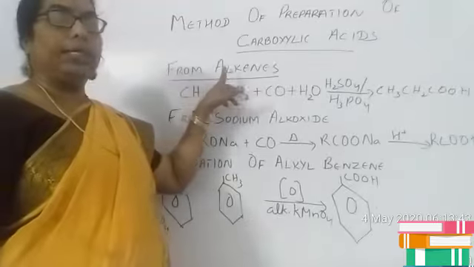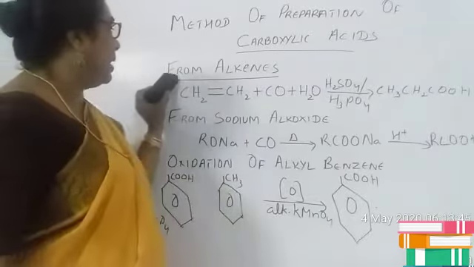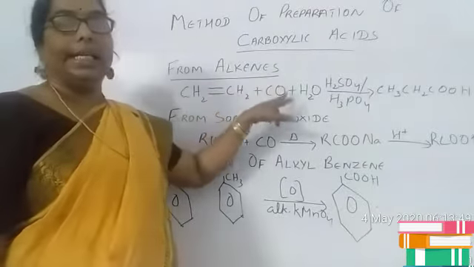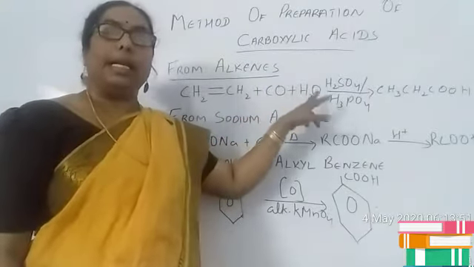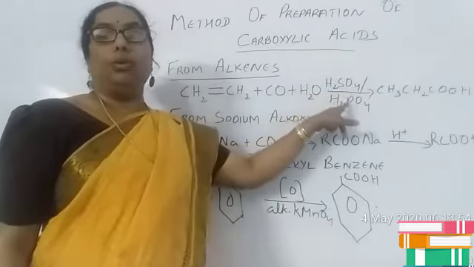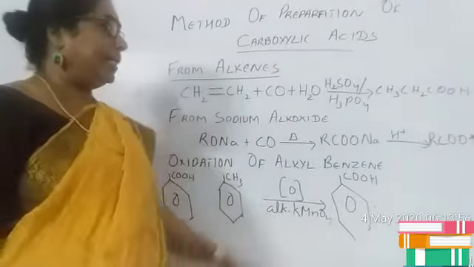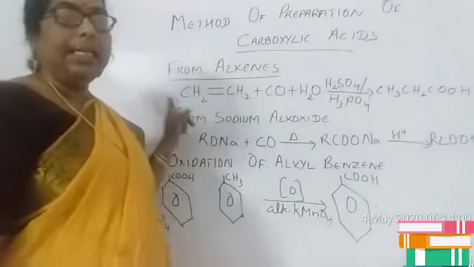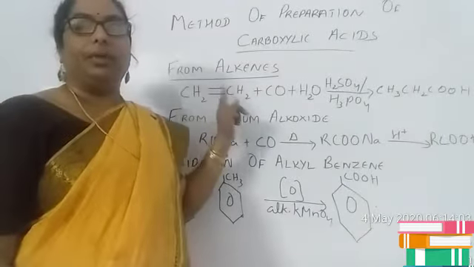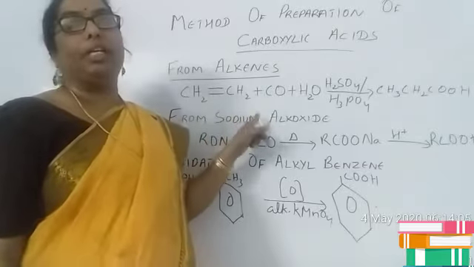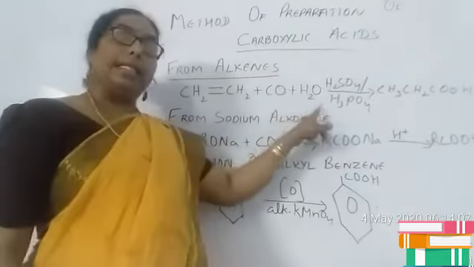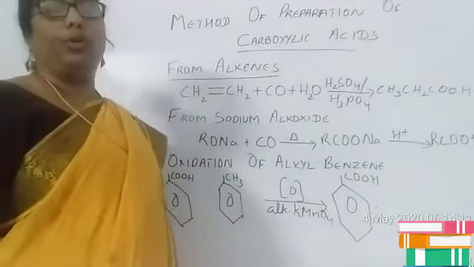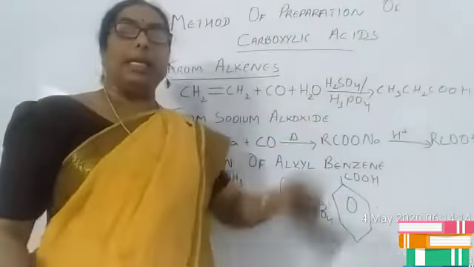The next method for the preparation of the carboxylic acid is from alkene. That is, ethene undergoes heating with a mixture of carbon monoxide and steam in presence of dilute sulfuric acid or phosphoric acid and produces monocarboxylic acid. Is it clear?